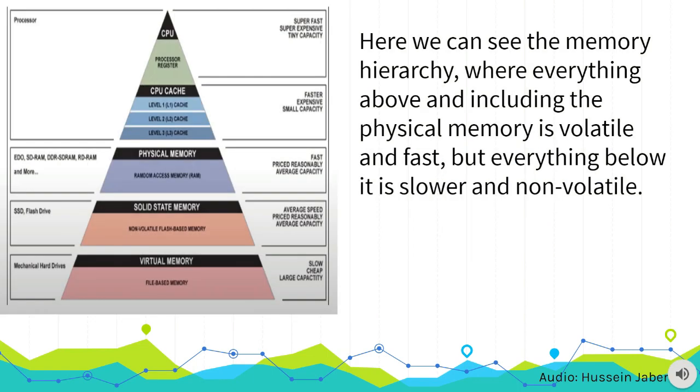First, we need to talk about the two types of memory, volatile versus non-volatile. Volatile memory does not save any data after power cutoff but is fast. Example, DRAM and SRAM. Non-volatile memory saves data even after power cutoff but is relatively slow. Example, SSD and hard drive. Here we can see the memory hierarchy, where everything above and including the physical memory is volatile and fast, but everything below it is slower and non-volatile.